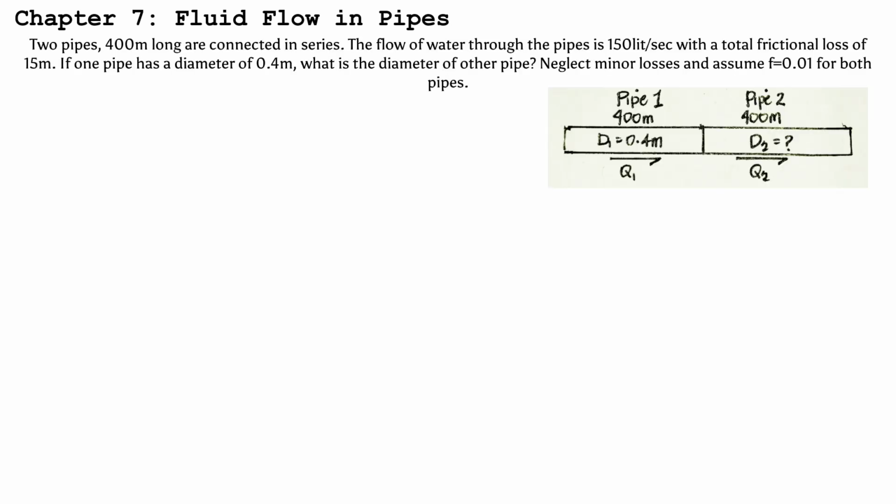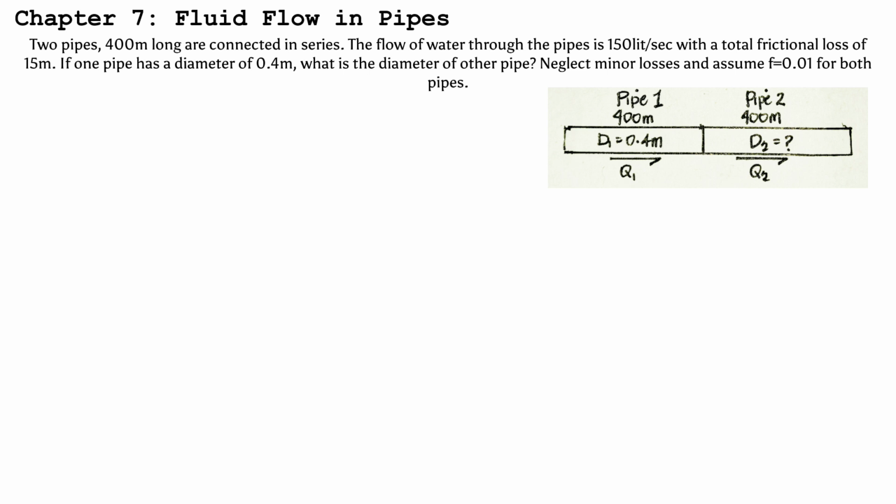So, here's the problem. Two pipes, 400 meters long, are connected in series. The flow of water through the pipes is 150 liters per second, with a total frictional loss of 15 meters. If one pipe has a diameter of 0.4 meters, what is the diameter of the other pipe? Neglect minor losses and assume F is equal to 0.01 for both pipes.